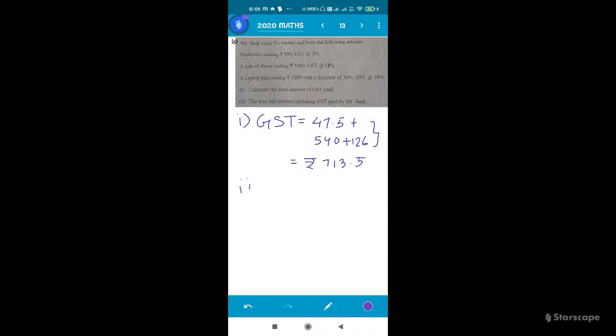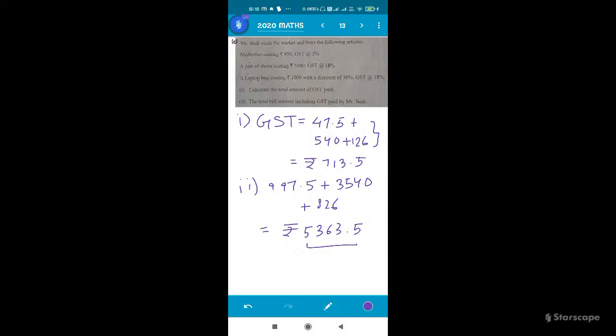So you can just add it up and you will get this answer. Now for the next question, we have to find the total bill amount. That means the total cost which he has to pay for all the items together after including the GST. So we found out that for the medicine it was 997.5. For the shoes it was 3540, and for the laptop bag it was 826. If you add up all these values, you will get the final answer as rupees 5363.5. This is the amount of money that he'll have to pay for all the items together including the GST. This is the amount which will be reflected in his bill.